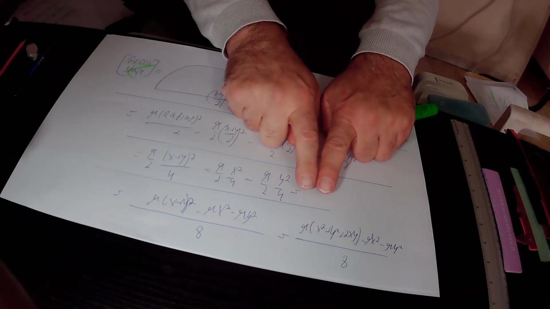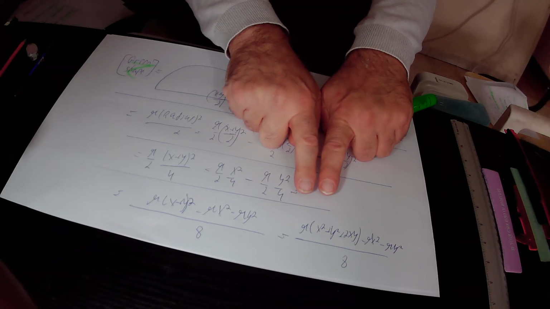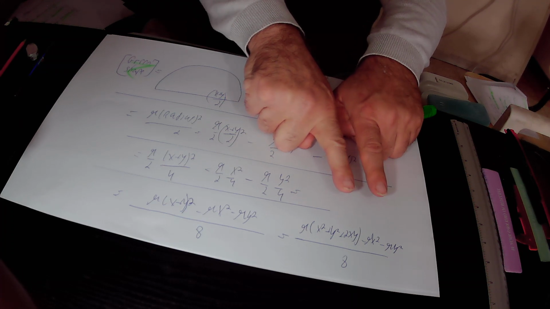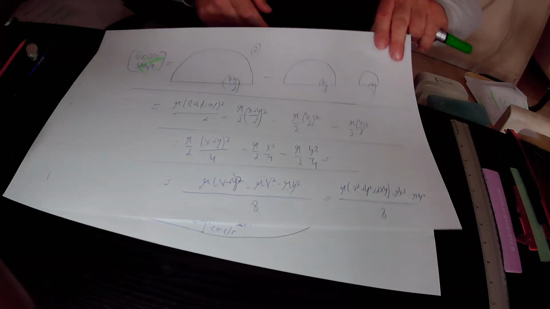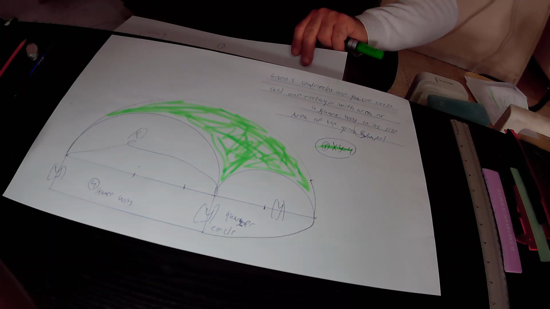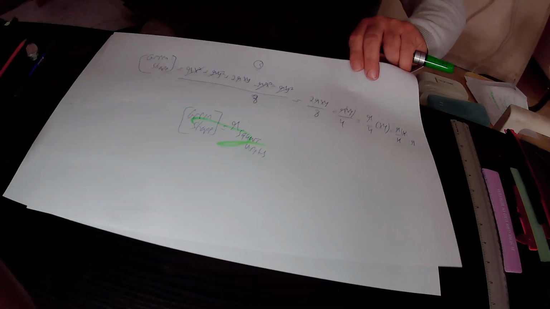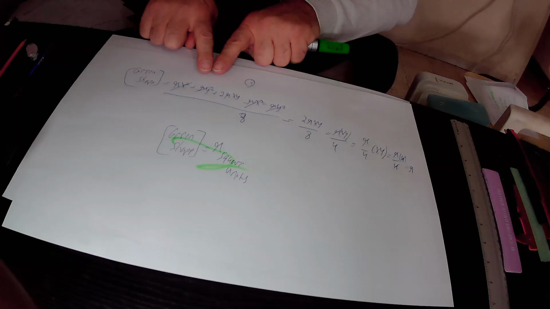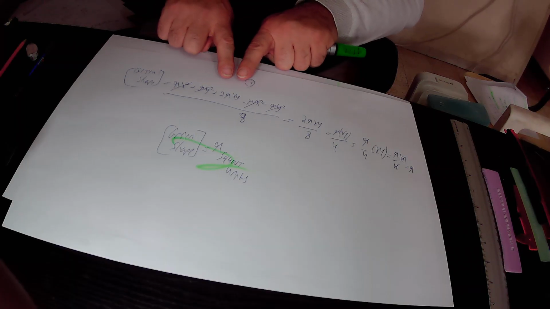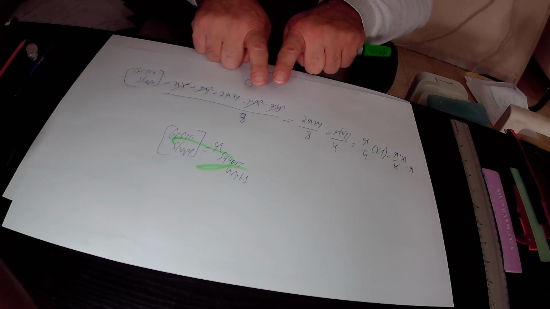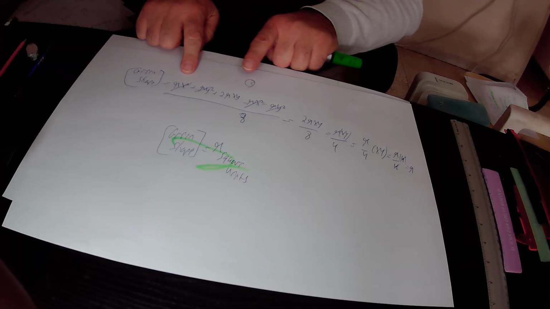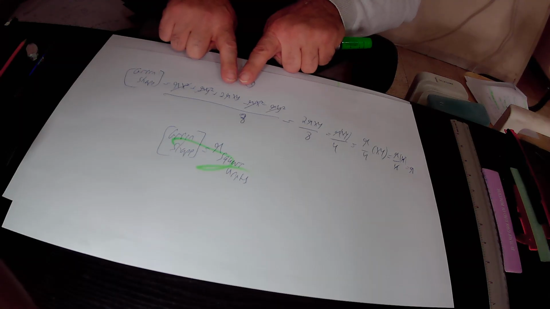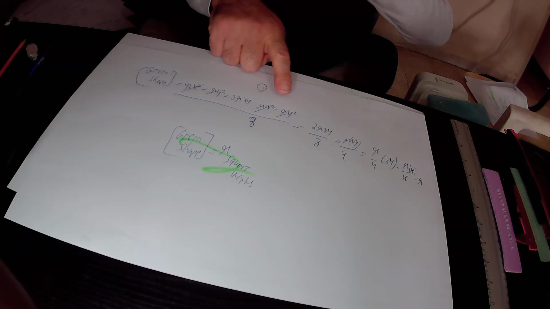Here we open the brackets of this expression. So here we have pi x squared plus pi y squared plus 2 pi xy minus pi x squared minus pi y squared. After opening the brackets, we are left with pi x squared plus pi y squared plus 2 pi xy minus pi x squared minus pi y squared, divided by 8. Pi x squared minus pi x squared is 0. Pi y squared minus pi y squared is 0. So we are left only with 2 pi xy in the numerator divided by 8.